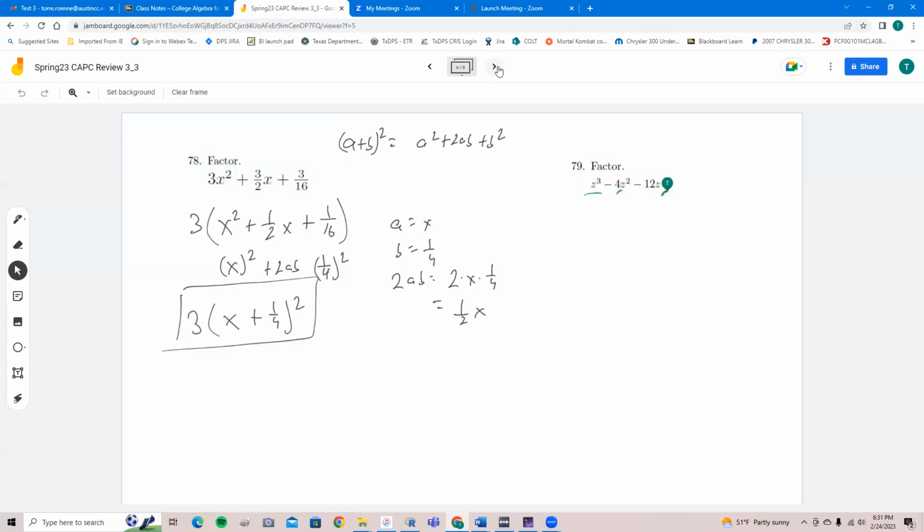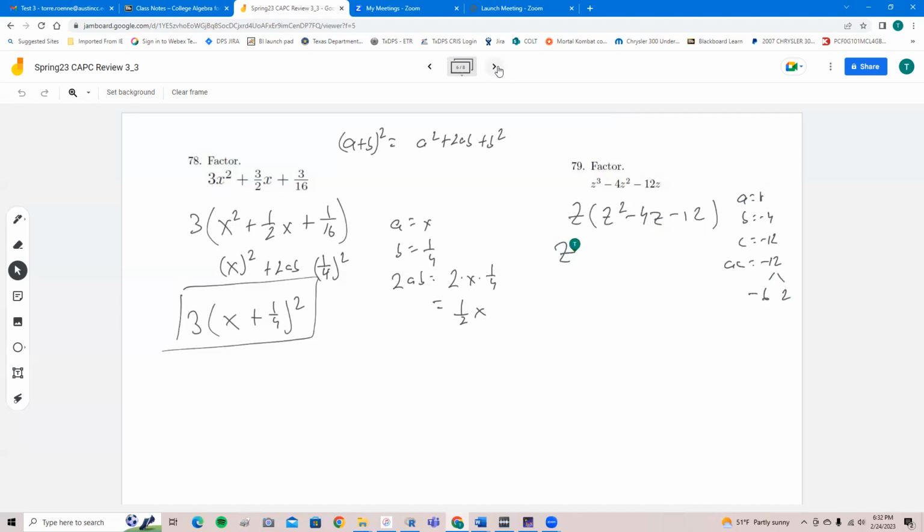Fortunately, all of these have a z, so let's factor the z out. z squared minus 4z minus 12. Now we're in business, because we can potentially do the AC method on this. In that case, we would have A equals 1, B equals -4, C equals -12. So A times C is -12, and factors of -12 that add up to -4, I believe -6 and positive 2 will do the trick.